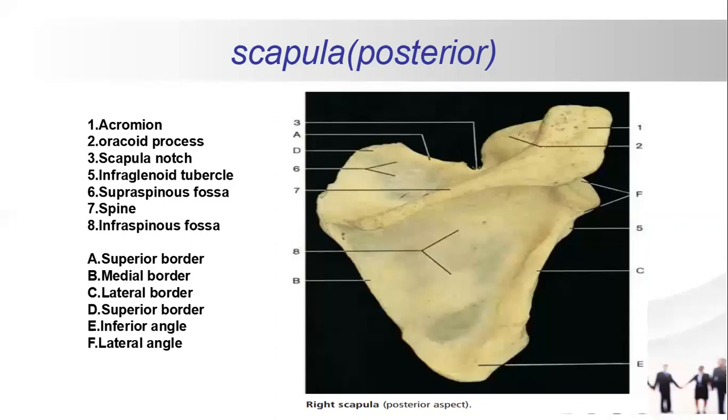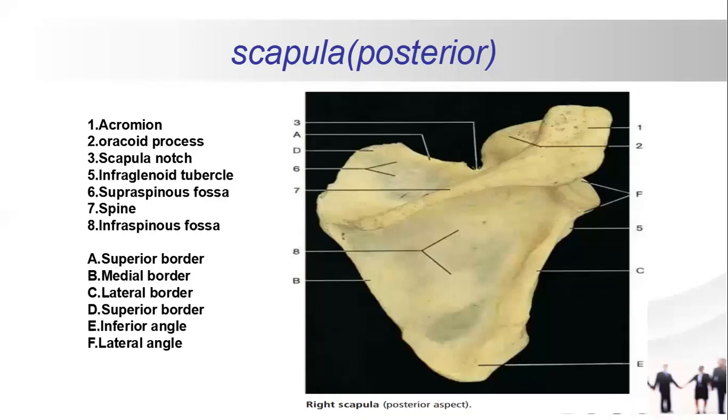D is the superior angle. E is the inferior angle. Right here is the inferior angle. F is the lateral angle, and that marks the landmarks of the scapula, or the anatomical areas of scapula.